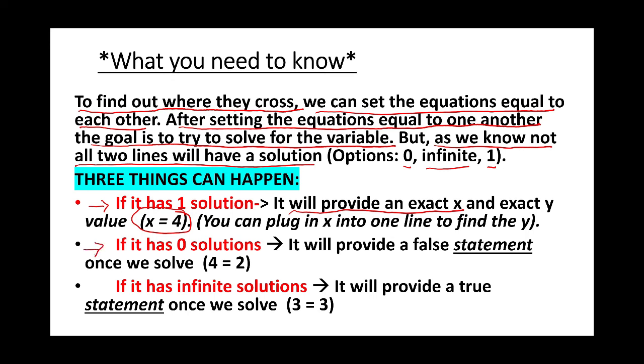The other thing that can happen is it can have 0 solutions. It means it will provide a false statement. So in the end, when you solve, your x's will cancel, and you will end up with a false statement. For example, 4 equals 2. 4 does not equal 2. That's false. A friend might get 5 equals -3. That's also false. If they were doing the math correctly, just in a different way than you, and they still get a false statement, they were still doing it right.